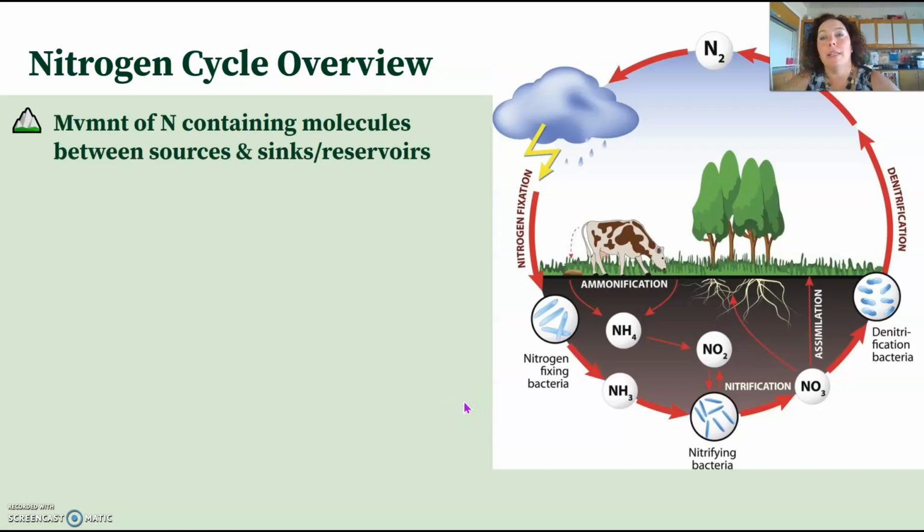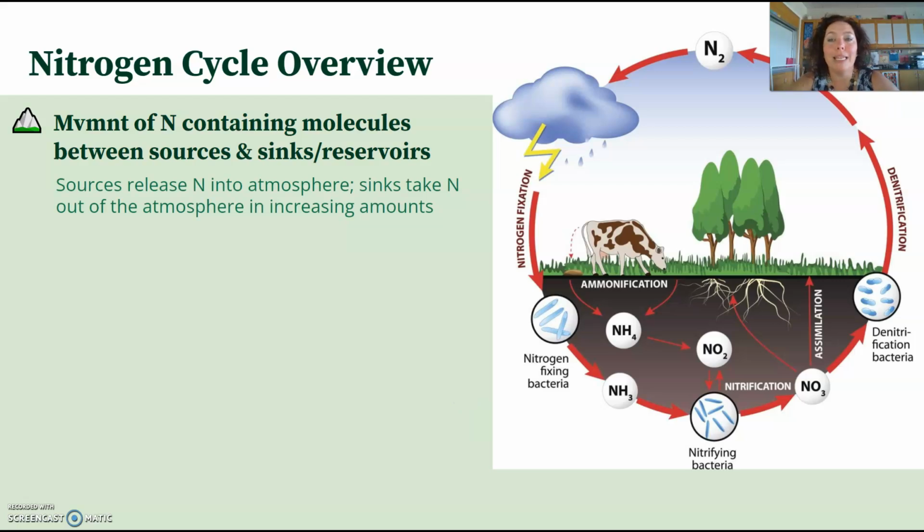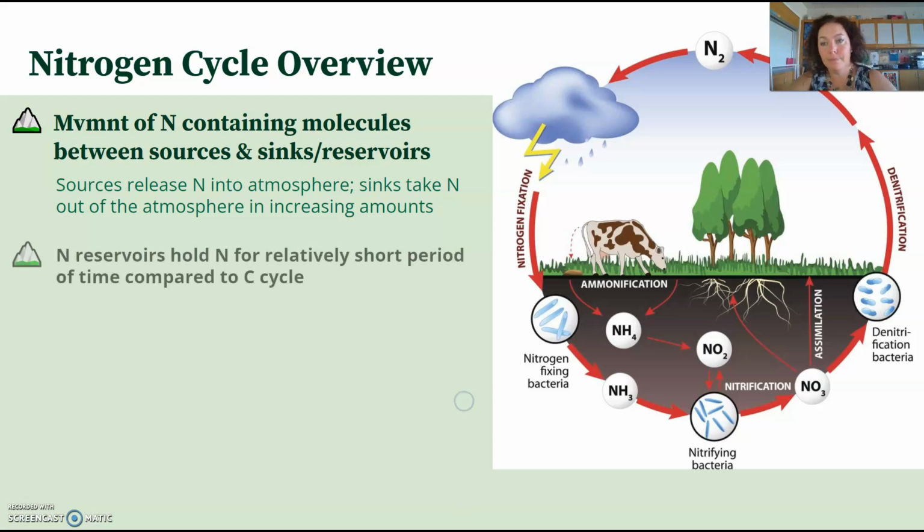So remember that the cycles are looking at the movement of molecules between sources and sinks on the Earth. So the movement of nitrogen-containing molecules between the sources and the sinks. The sources are going to release nitrogen into the atmosphere, whereas the sinks are going to absorb or remove nitrogen from the atmosphere. And the reservoirs tend to hold nitrogen for a very short period of time compared to the carbon cycle.